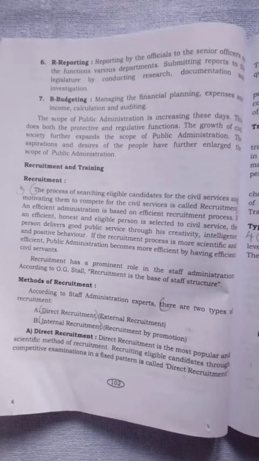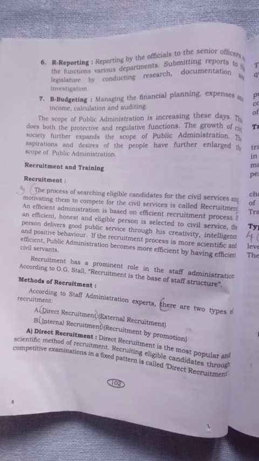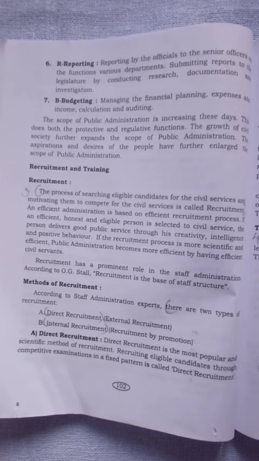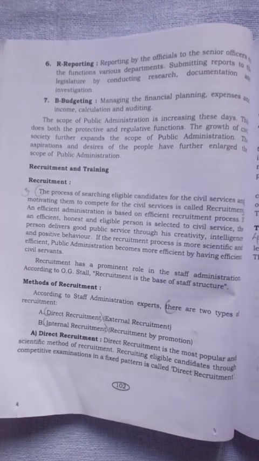Sixth one, reporting. Reporting by the officials to the senior officers on the functions of various departments, submitting reports to the legislature by conducting research, documentation and investigation. Reporting by the officials to whom? To the senior officers on the various functions of various departments and submitting the reports to the legislature, after conducting the research work given to them and the documentation as well as the investigation.